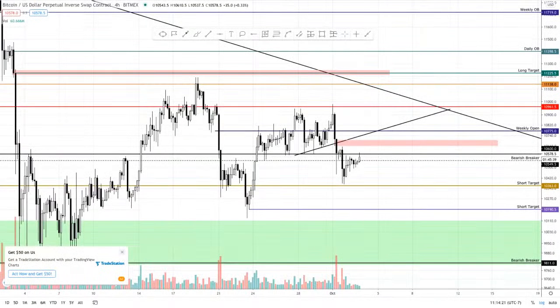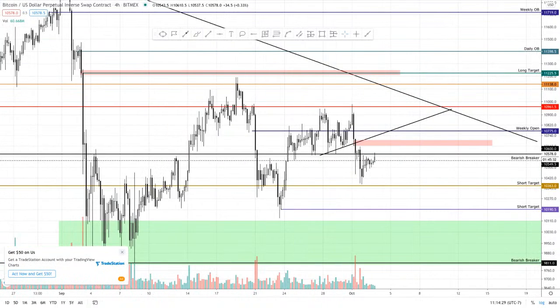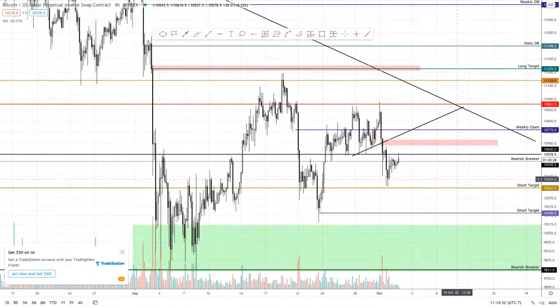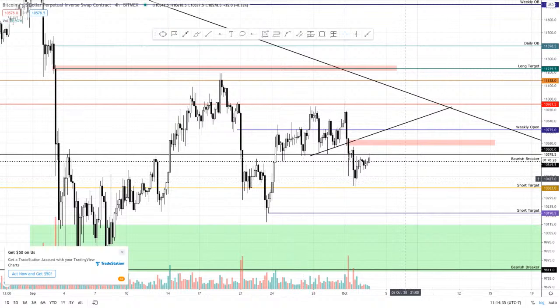Alright, picking up right where we left off from yesterday. See, nothing really happened in the market. That's exciting. It's still trading in the same range as yesterday.